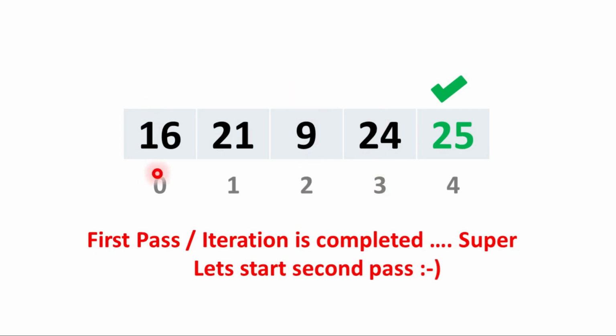Whenever I am doing the things for the second iteration from 16 to 24, I don't have to include this position. I don't have to repeat the logic for 25 because 25 has come and been placed in its accurate place. There's no problem with 25 now. 25 is ordered. Now I'll completely concentrate on 16 to 24 only. These 4 positions only.